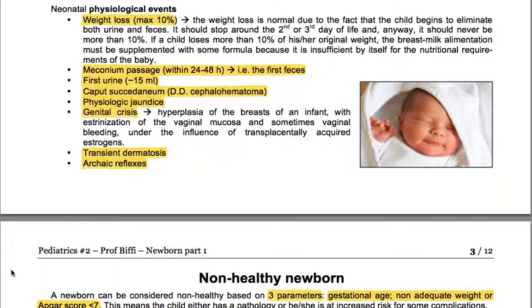We have meconium passage within 24-48 hours. This is the first feces. We have a first urine around 15 milliliters. We have caput succedaneum. That must be in differential diagnosis with cephalematoma. We have physiologic jaundice and genital crisis also, which is a hyperplasia of the breast of an infant with estrinization of vaginal mucosa and sometimes vaginal bleeding under the influence of transplacentally acquired estrogens. We have transient dermatosis and archaic reflexes.